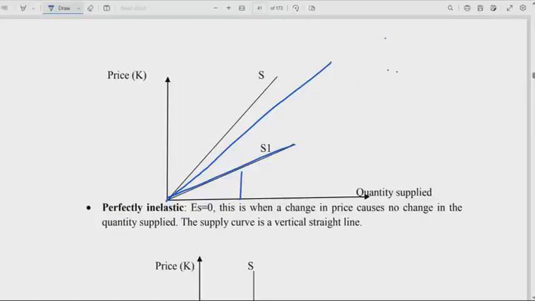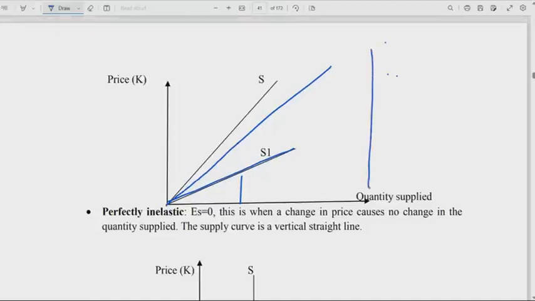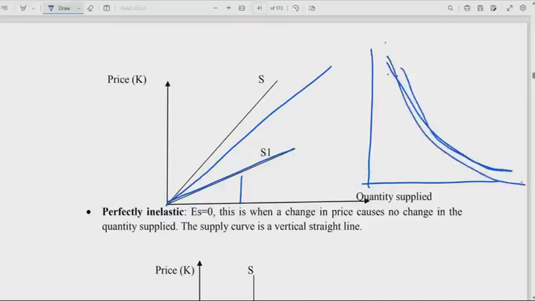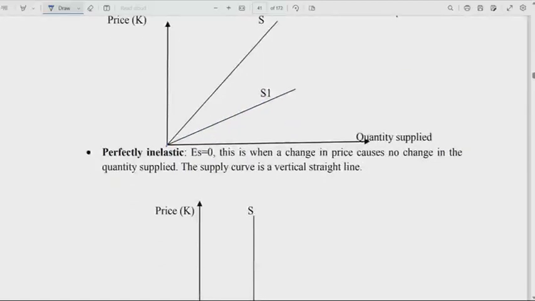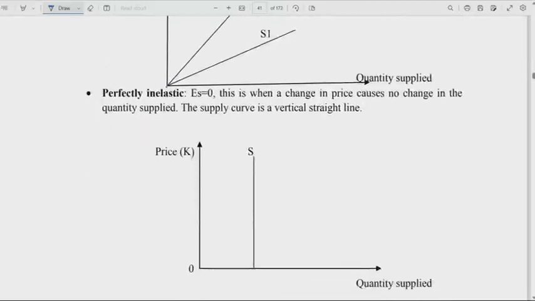A straight line. So that one is slightly different from the one that we saw last time, where for a unitary it was a sort of curve, a little bit curvy, right? That's when we are looking at price elasticity of demand. But this one is a straight line. And lastly, perfectly inelastic has a value of 0 and is basically a vertical line. What it actually means is that the price can change, but the supply will be constant, right? The supply will be constant.